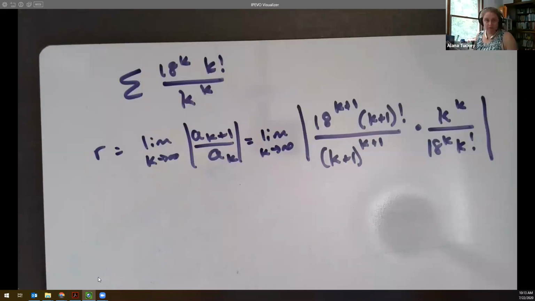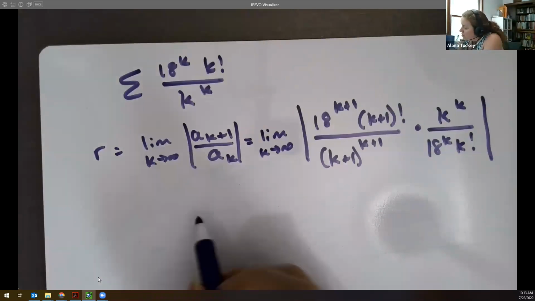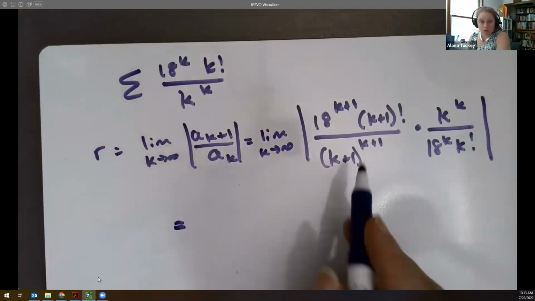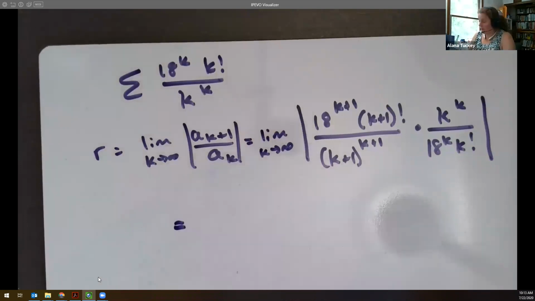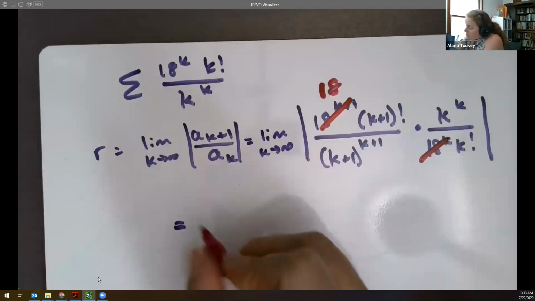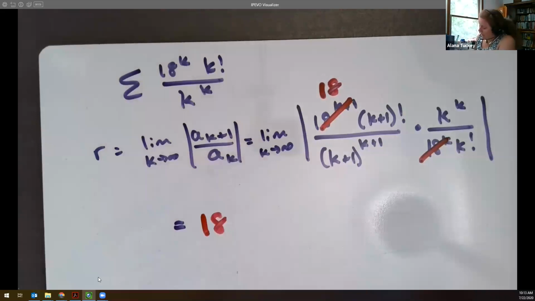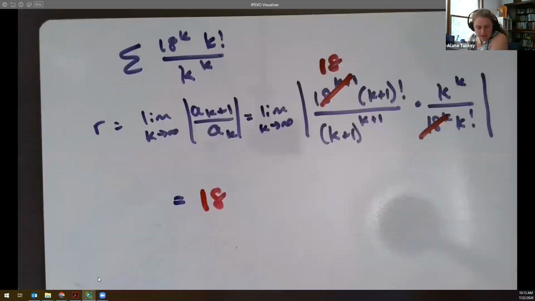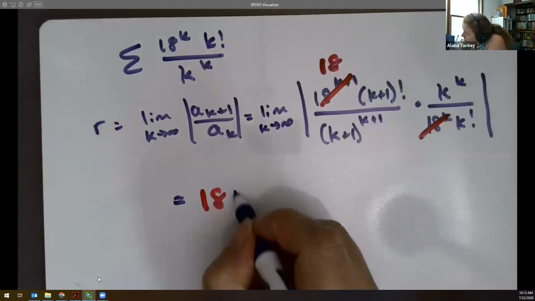Okay, and usually everybody was good here, right? Everybody had that good first step, and we were doing all right. And then you guys usually got to the next bit. This was also pretty good. So right here, you were doing fine. 18 to the k plus 1 gives you an 18. And it's constant, so you can just pull it out. So you can have an 18 out in front. And then limit k goes to infinity.